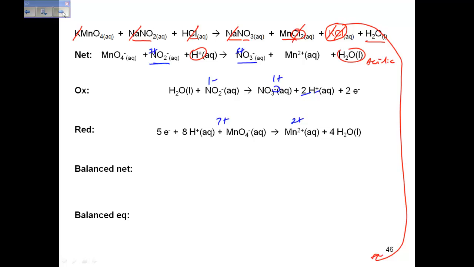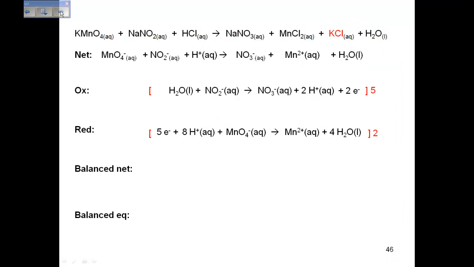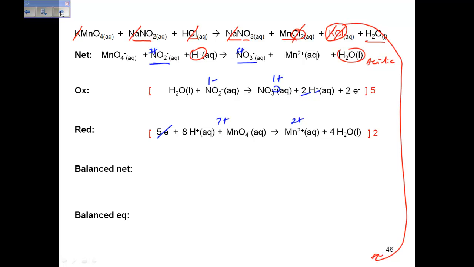I need the whole thing to balance. So I will multiply my oxidation by 5 and my reduction by 2, giving me a common thread of 10 electrons. So my 10 electrons will cancel out. And then I have to bring down everything else. Make sure I got to multiply that 5 times everything. 5 waters, 5 nitrites, 5 nitrates, 10 H+.